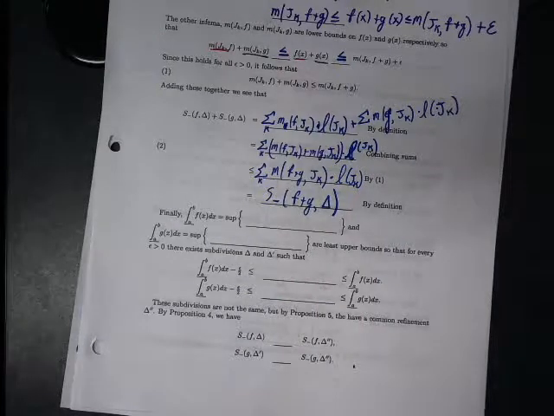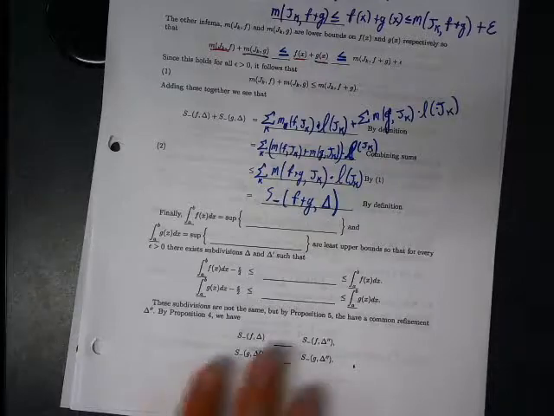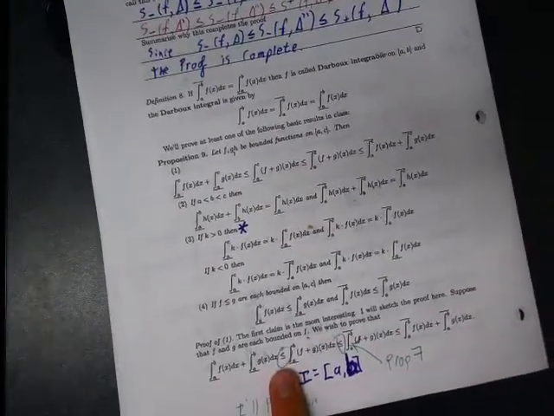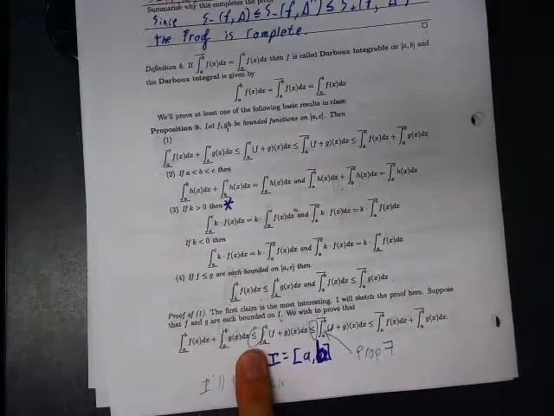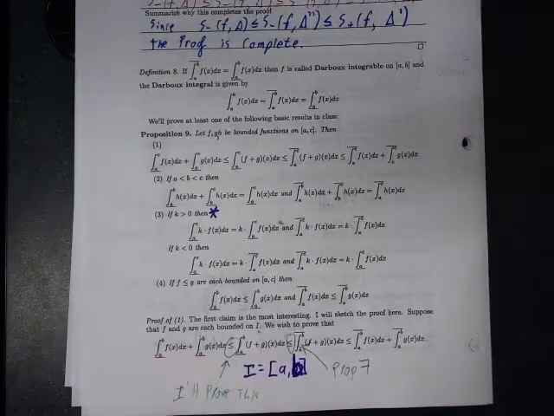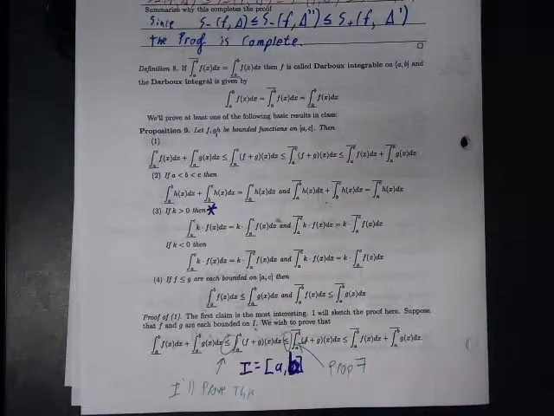And I think a good place to begin, we were in the middle of a proof of something last time, right? We were in the midst of proving this inequality, that if you have two bounded functions, f and g, on a closed bounded interval [a, b], then the sum of the lower Darboux integrals is less than or equal to the lower Darboux integral of the sum.